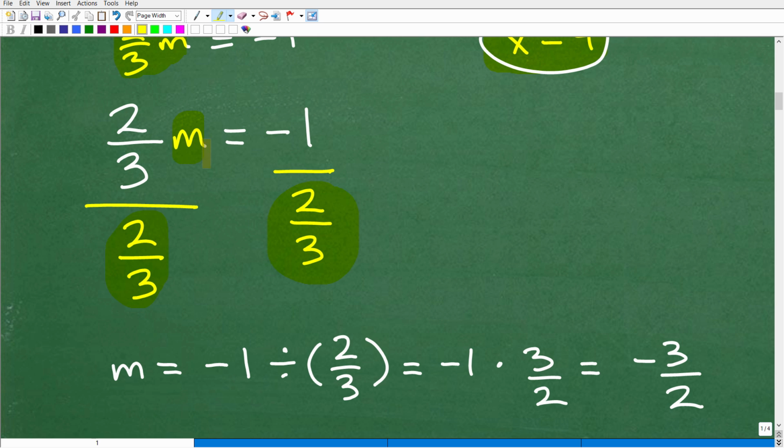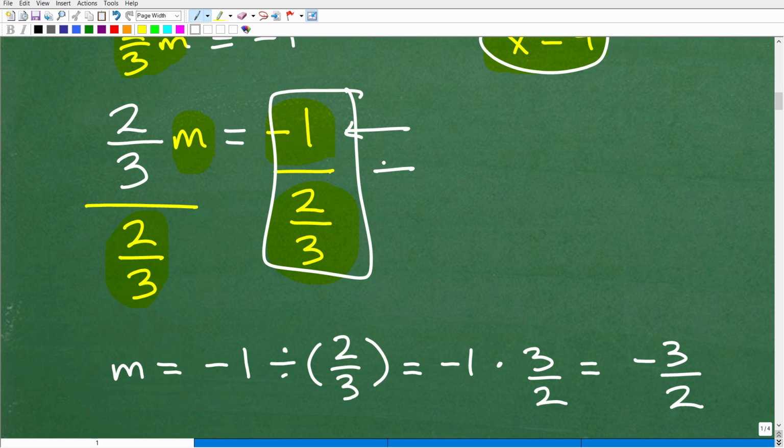So what you end up with is m is equal to -1. Now we have to be very mindful here how to read this. This is -1 divided by 2/3. We can see that better here. Our solution is going to be m equals -1 divided by 2/3. So now we have to go ahead and do this work right here. -1 divided by 2/3 is the same thing as -1 times 3/2. Remember, I got to flip this. We're talking about division here, so I got to flip this fraction to 3/2. So -1 times 3/2 gives us -3/2. Okay, so this is our answer, and this is the correct solution.